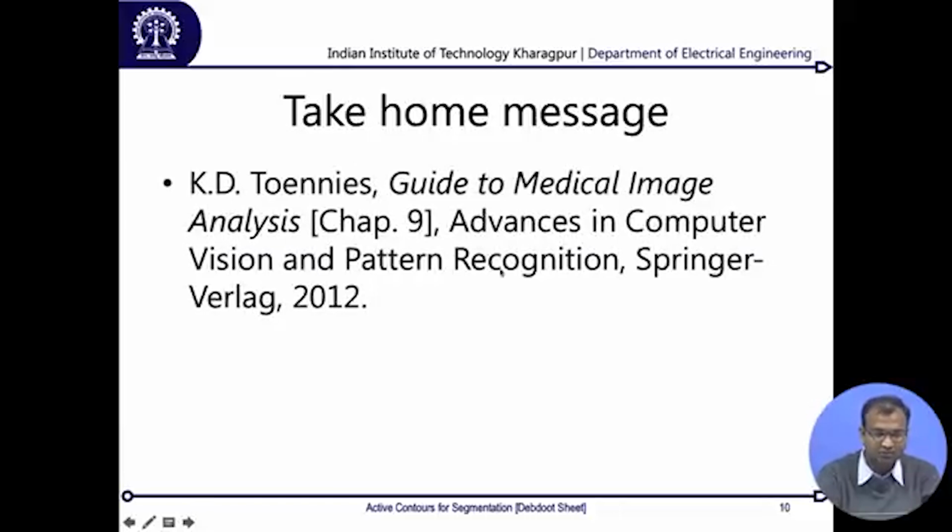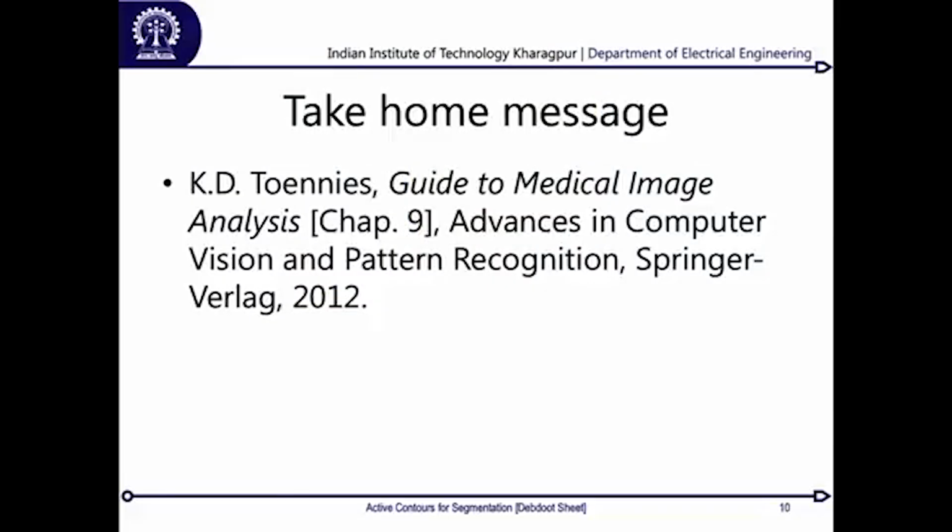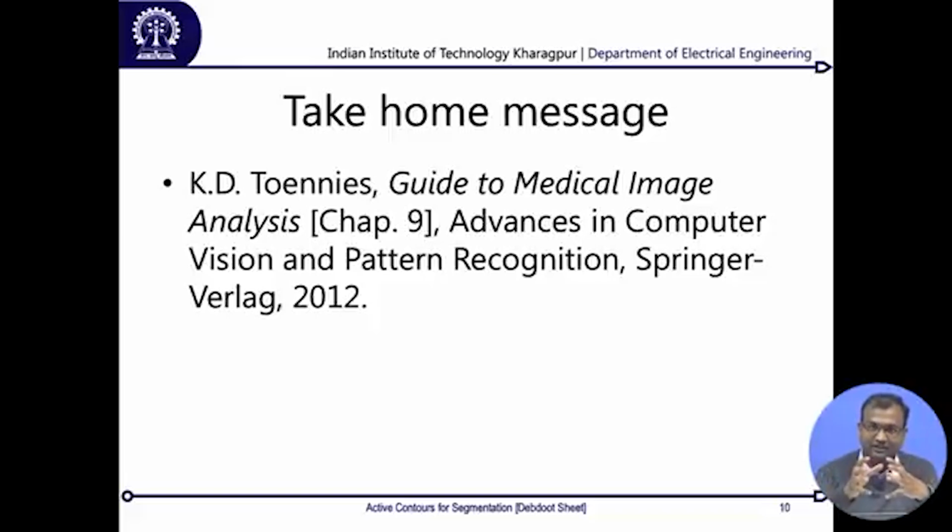You can read more details in this particular book by Tonyson, Guide to Medical Image Analysis, chapter 9, which is on active contours and active surface models. Although we are concentrating only on active contours which exist in 2D, obviously you can extend this to 3-dimensional space. In 3D space, you will have something like a surface which is the boundary of objects. So you can extend all of these criteria to 3D data sets, and the contour then becomes what is called an active surface.